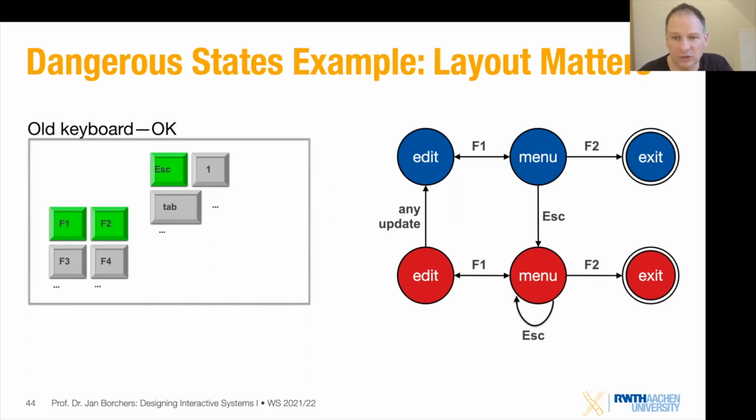So here, everything was still hunky-dory because I could press F1, F2 all I wanted. If I really wanted to get out of this, into the dangerous state, I would have to hit F1 to get into my menu state. Then I would have to have escape over here. And then I would have to hit F2. And that's clearly something I don't do by accident, by just slipping on a key, right? Not happening.